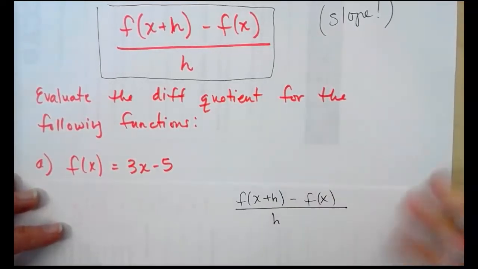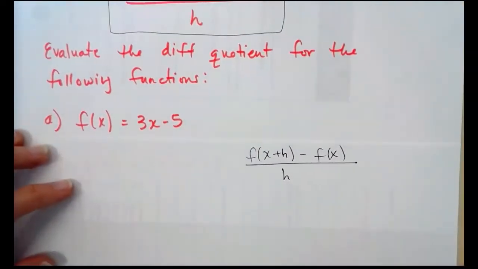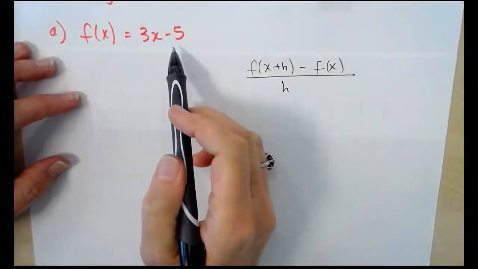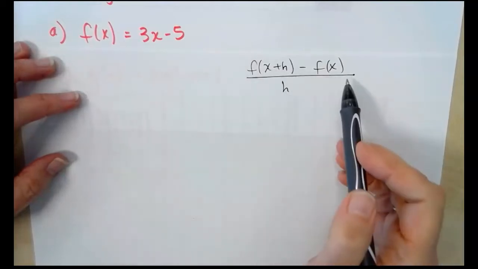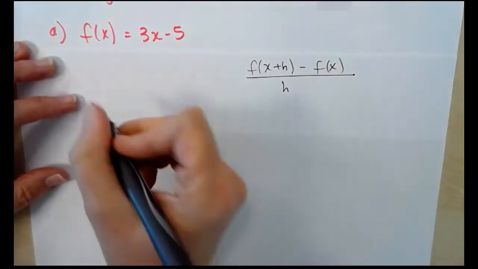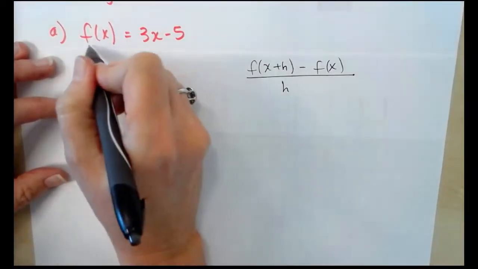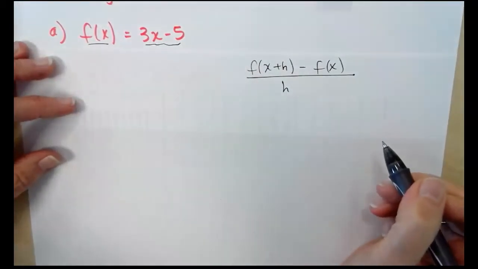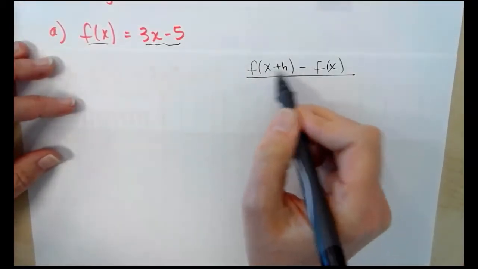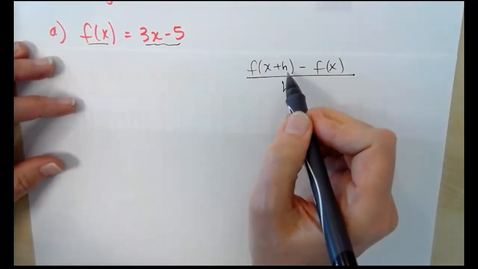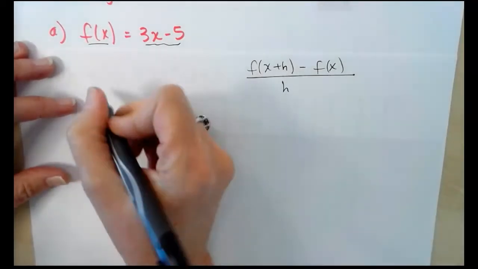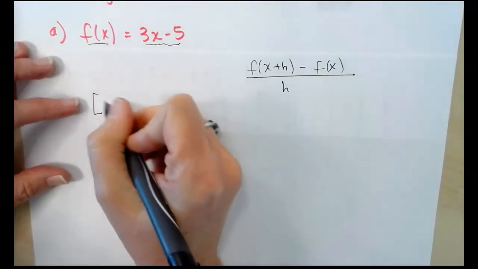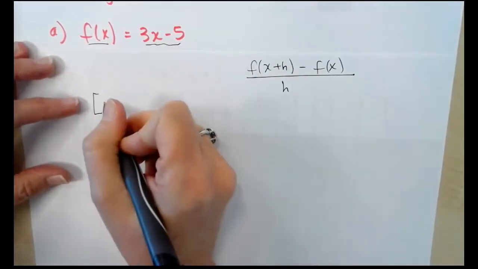And as I said, please watch the other video that I have posted so you'll know where it comes from. So if this is our function, we are going to apply the difference quotient here. Remember, f of x is defined as 3x minus 5. So wherever we see x, we are going to have to plug in x plus h. So first of all, let's find f of x plus h, and I'm going to put it in brackets here.